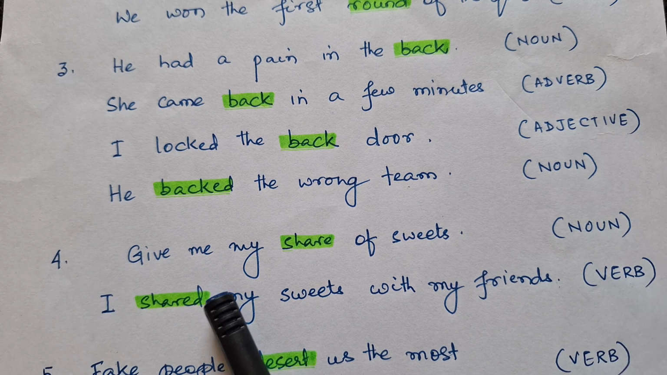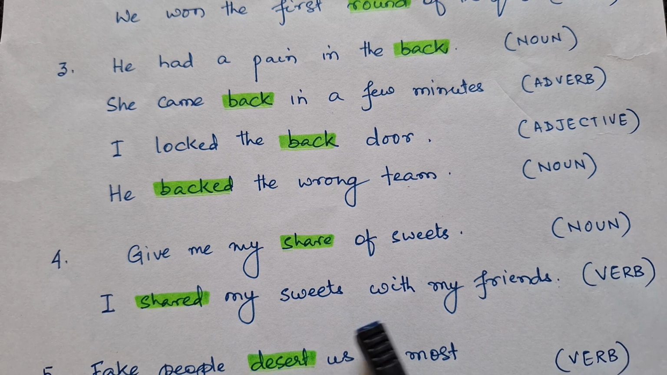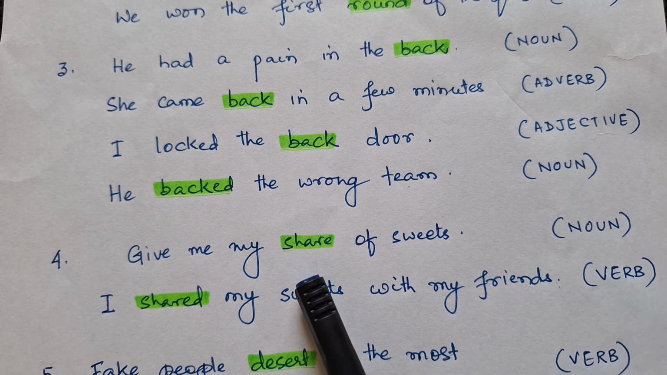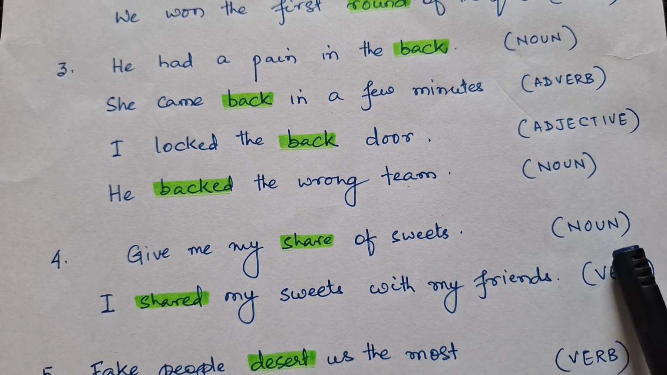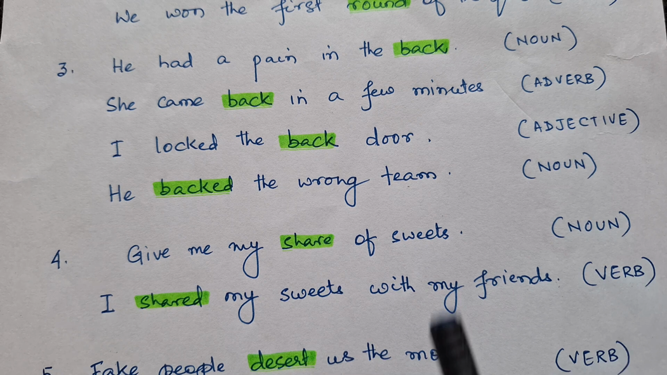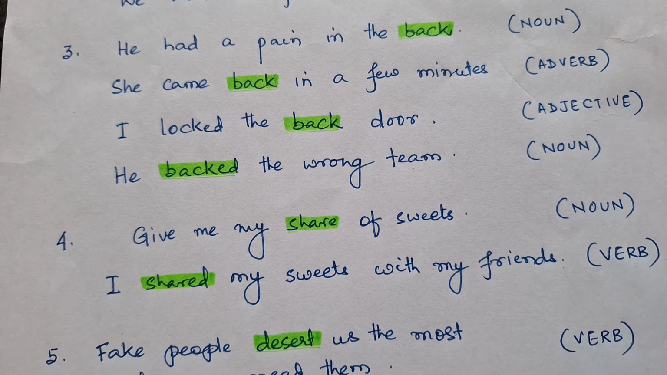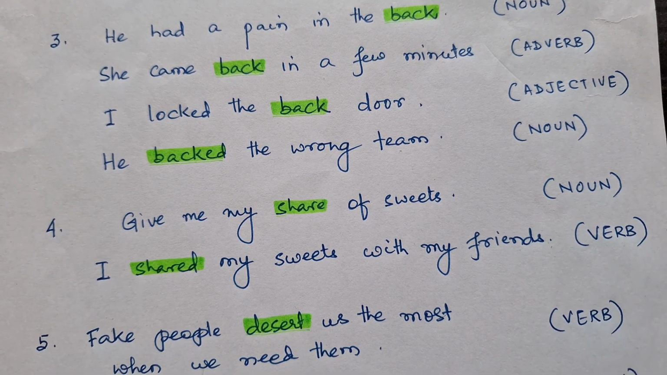Number 4, give me my share of sweets. Okay, and I shared my sweets with my friends. Give me my share of sweets, here share is used as a noun in the first sentence because it is describing your thing. Second, I shared my sweets with my friends. I shared, doing word. Any doing word or action word is your verb. So shared is used as a verb in the second sentence.